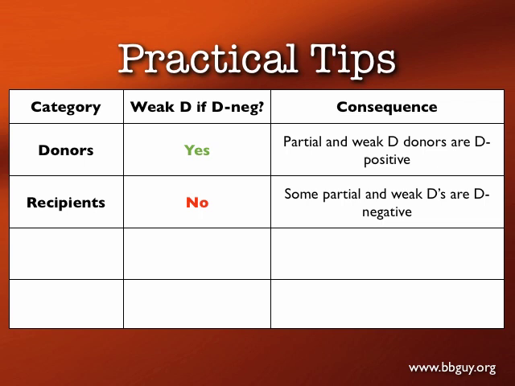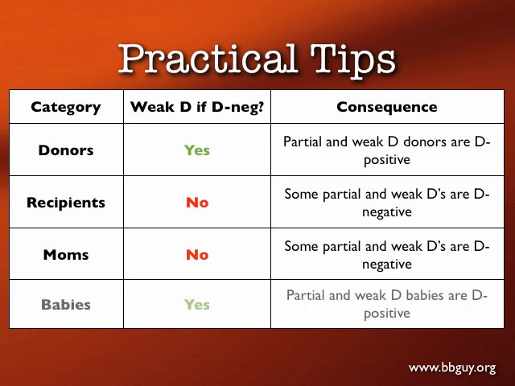Remember, most weak Ds are not going to do this, but if they do, it's probably best to leave them as D negative. Moms, treat them just like recipients with the same results. And babies, on the other hand, should be treated just like donors. The reason is that when you are testing a baby for D positivity, you want to see if they're D positive at all, because if they are D positive, they can immunize a D negative mom. So, just like a donor, you want to make as sure as you can that they really are D negative.